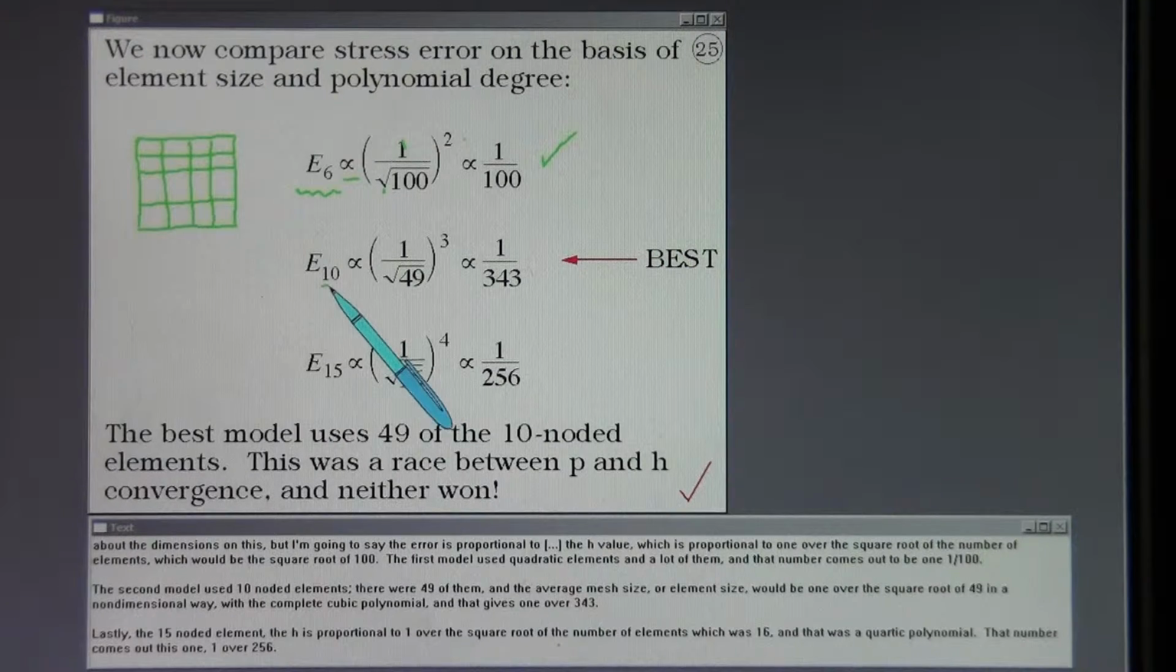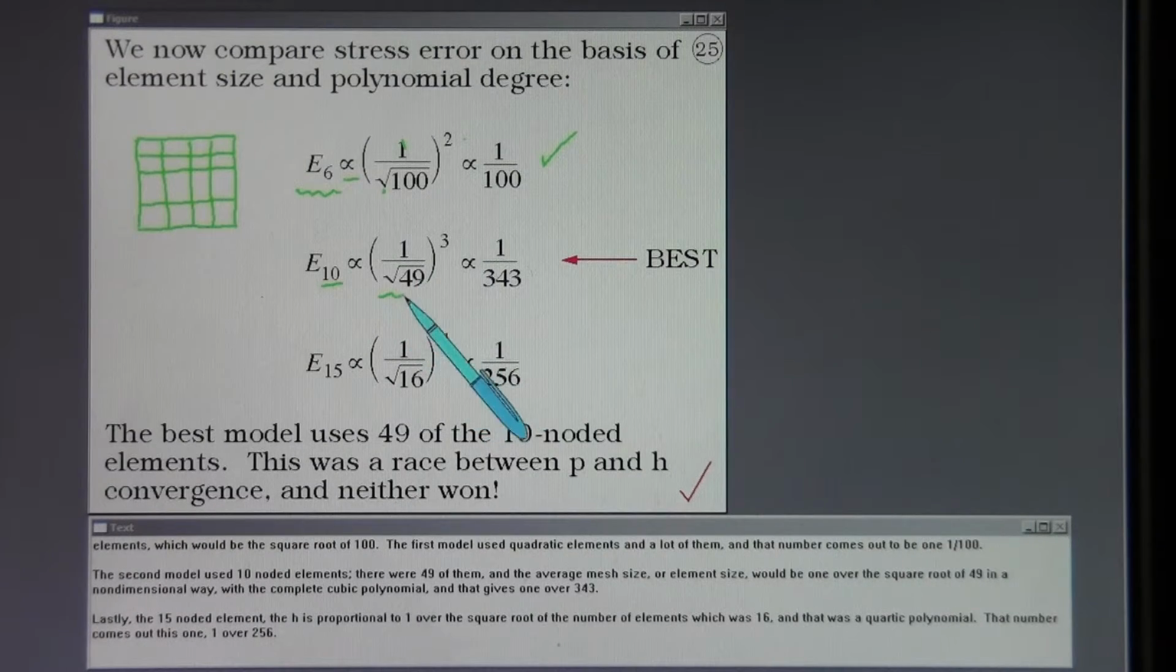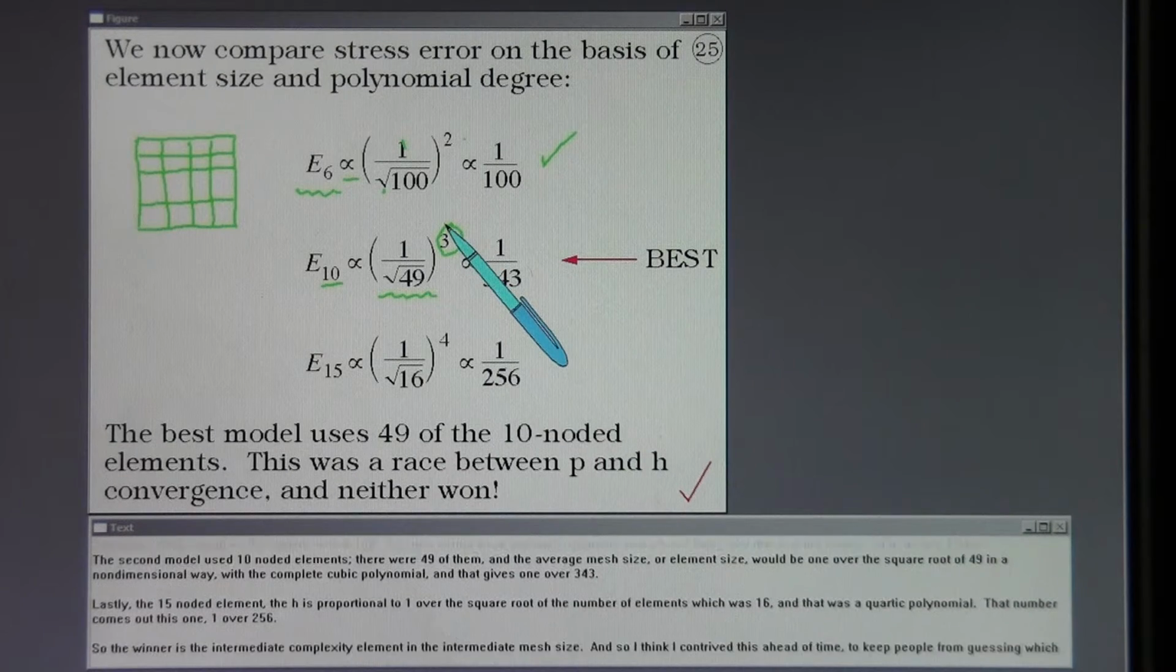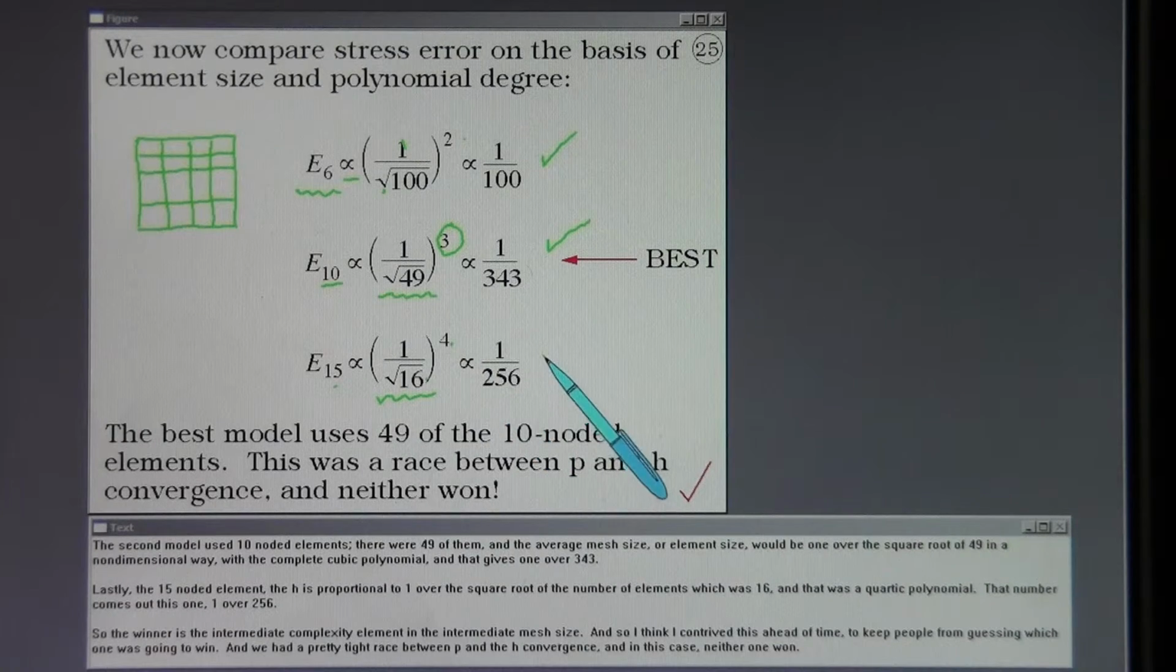The second model used 10-noded elements. There were 49 of them, and the average mesh size or element size would be 1 over the square root of 49 in a non-dimensional way, with the complete cubic polynomial, and that gives 1 over 343. Lastly, for the 15-noded element, h is proportional to 1 over the square root of the number of elements, which was 16, and that was a quartic polynomial. That number comes out to 1 over 256.